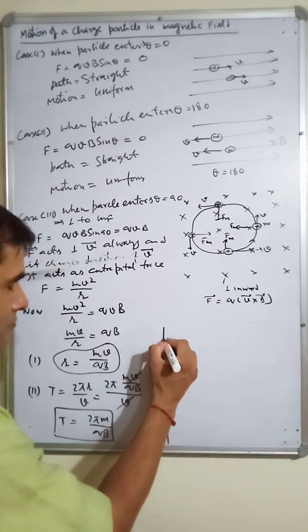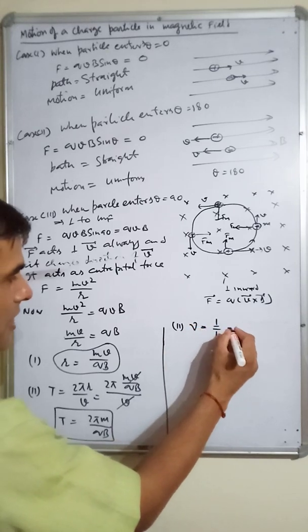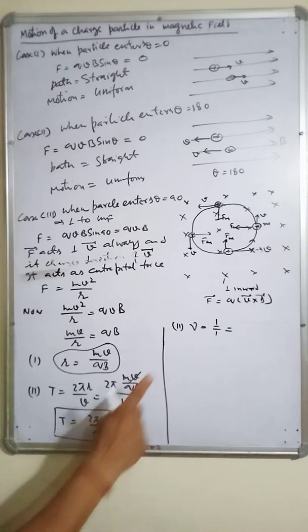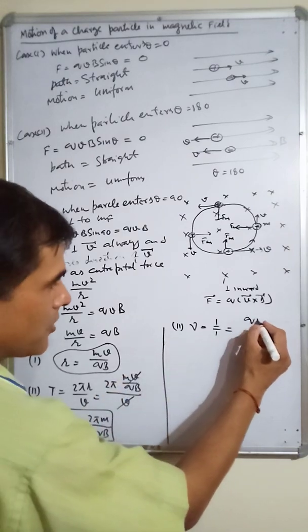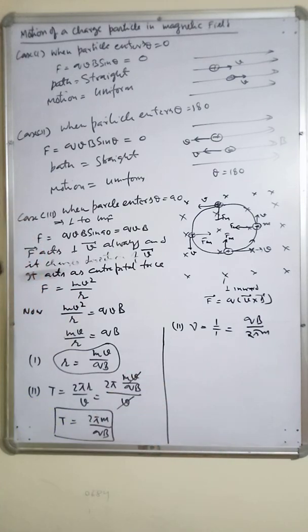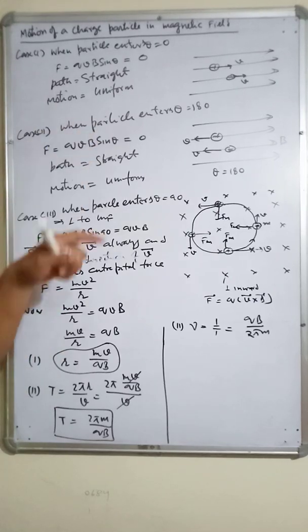Third thing is frequency. Frequency is 1 upon time period. The number of turns, the number of circles it will complete in 1 second, is called frequency. 1 upon time period. So it will be qB over 2 pi m. So this is the frequency. Okay, so this is the radius of the circular path of a charged particle which is moving in the magnetic field. So this is the motion of the charged particle.